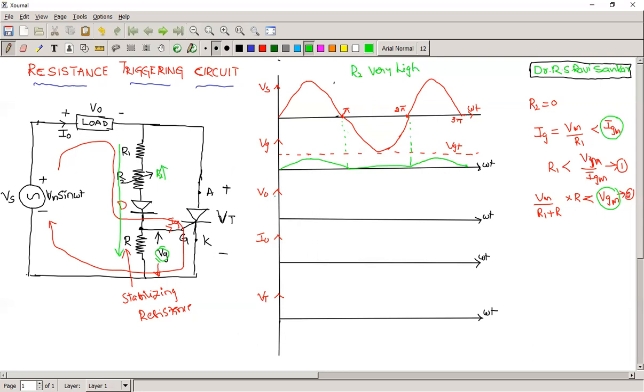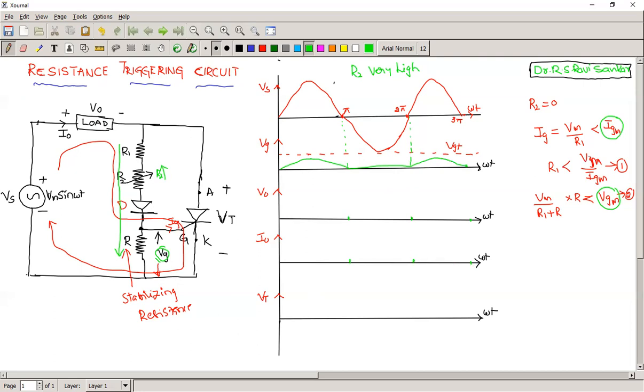Now if we draw the output voltage, nothing but the voltage across the load, the SCR is not on, so there is no closed path for the load, and the load voltage becomes 0 here. Anyhow, from pi to 2 pi the SCR is reverse biased, again there is no closed path. Again from 2 pi to 3 pi the SCR is not on, so the load voltage becomes 0. If the load voltage is 0, the load current is also 0.